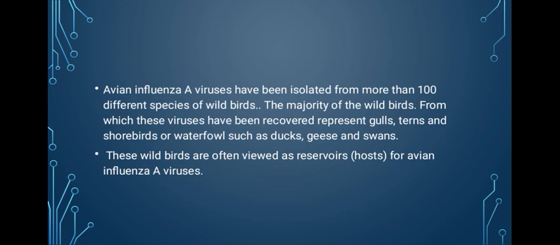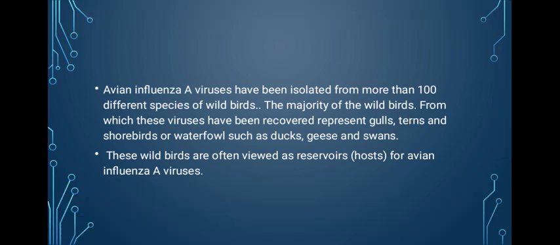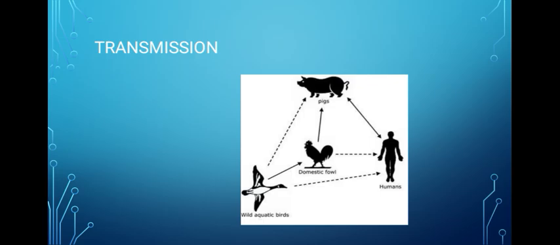Avian influenza A viruses have been isolated from many different species of wild birds. The majority of the wild birds from which these viruses have been discovered represent gulls, terns, and shorebirds or waterfowl such as ducks, geese, and swans. These wild birds are often viewed as reservoirs or hosts for avian influenza A virus. Transmission: pigs to human, domestic fowl to human, wild aquatic birds.